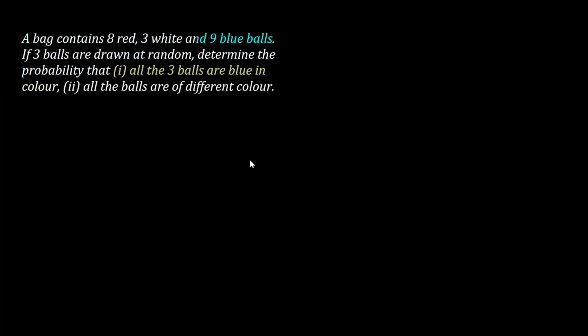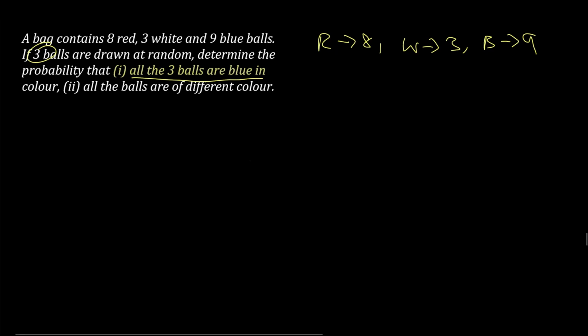What we can see is that we have how many red balls. So if I use R, red is 8 and white is 3. And how many blue balls are there? There are 9 blue balls, and we have to take out 3 balls. The first part is all 3 balls are blue. That means we are taking out 3 and all 3 of them are blue. That means the 3 must be taken out from these 9 balls. This is the favorable.